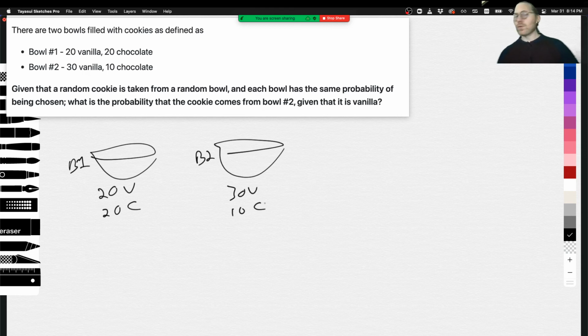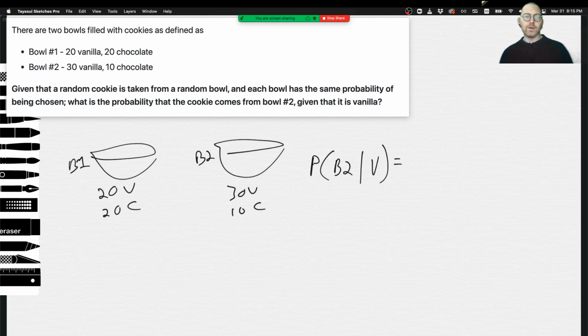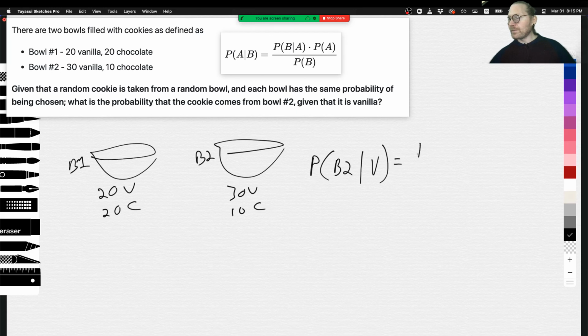So first thing, as always, write down what you know. Well, you know what I like doing with these first a lot of the time? I like writing down what we're asking. So what is the probability that the cookie comes from bowl 2 given that it is vanilla? I think we can just write that down, right? So what is the probability of bowl 2 given vanilla? And if we frame this through Bayes' theorem, and maybe I'll just snag the formula and put it up here, we can write this whole thing out right now. So the probability of bowl 2 given vanilla is equal to the probability of vanilla given bowl 2 multiplied by the probability of bowl 2, and that's all over the probability of vanilla.